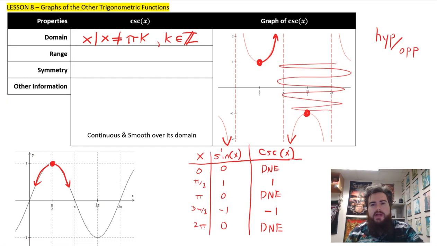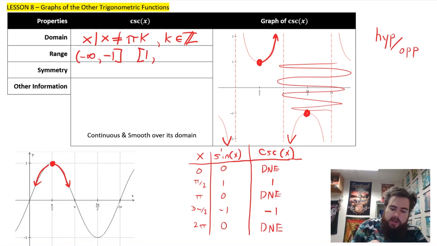increasingly large positive values. This means our range can be denoted as -infinity up to -1, which is inclusive, as well as 1 up to positive infinity. To link these two sets together, we will use a union.